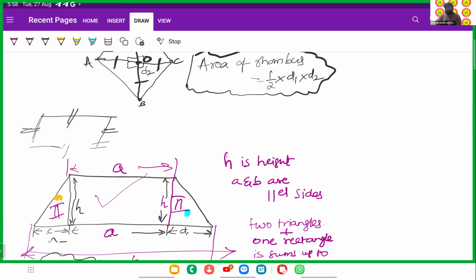Now here in rhombus, all sides are not equal. In kite, all sides are not equal, sir. Rhombus, all sides are equal.